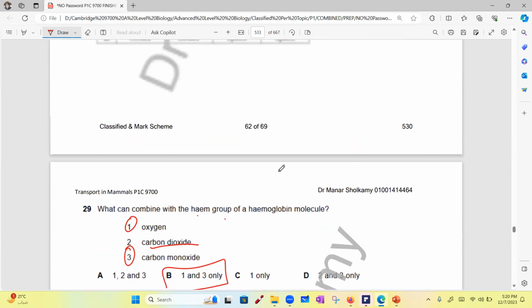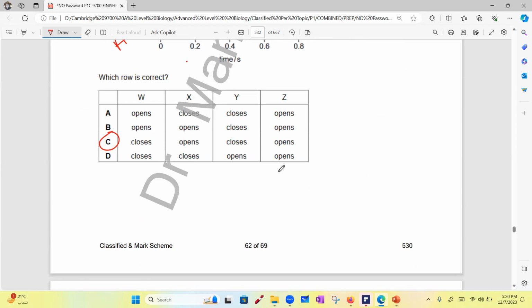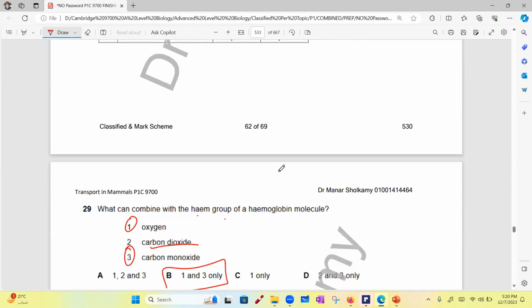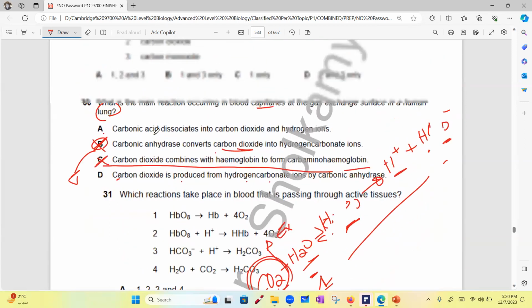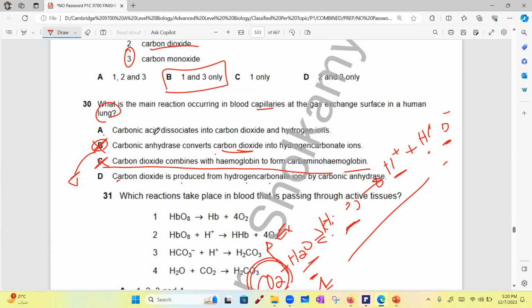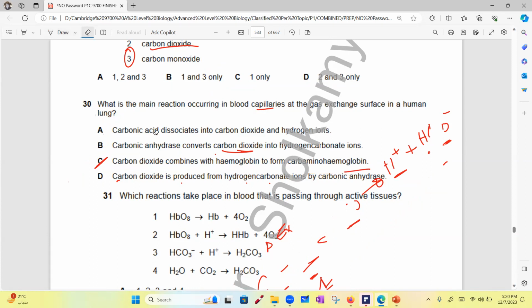I want to ask, what is this exam? It's May/June 21, variant 2. Okay, this is which number? 30. What is the answer? We said D. Yes, the opposite happens at the lungs. Now, this is a very confusing question. I want everyone to understand why Maryam chose D.